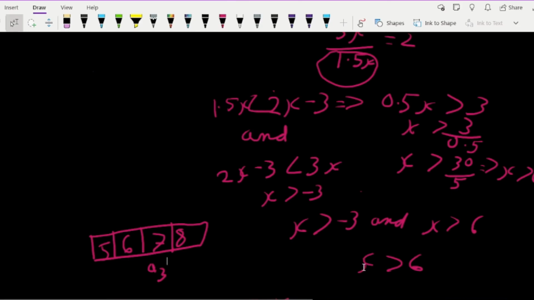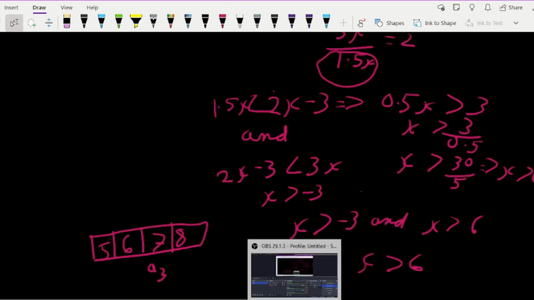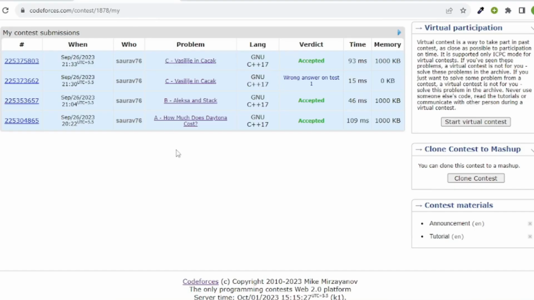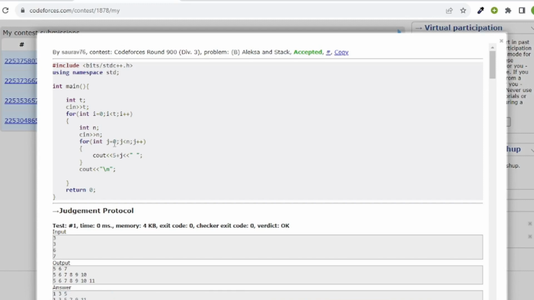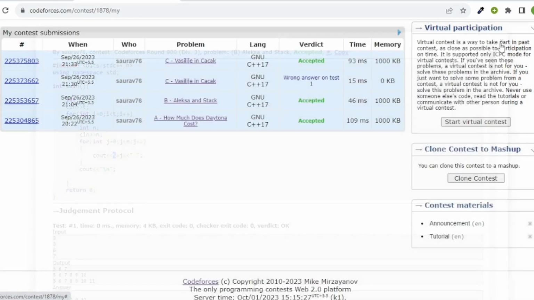Okay, so now I will be showing you whether this particular logic gets accepted in Codeforces or not. So as you can see, this problem I have solved. In this you can see that I have started the element from 5, because I have taken a3 as 7, so I have to start from 5. So here 5 is the constant, and as j increases from 0 to n minus 1, the value also increases with a step value of 1. So here is my solution.